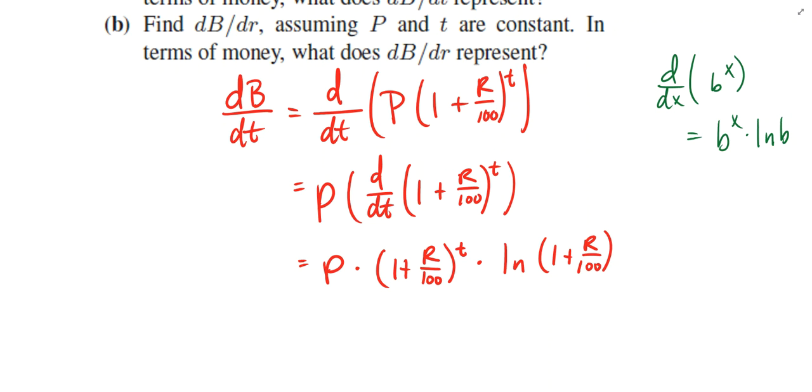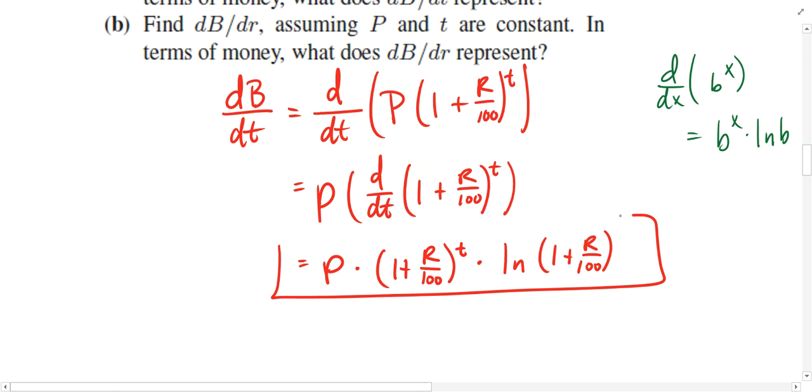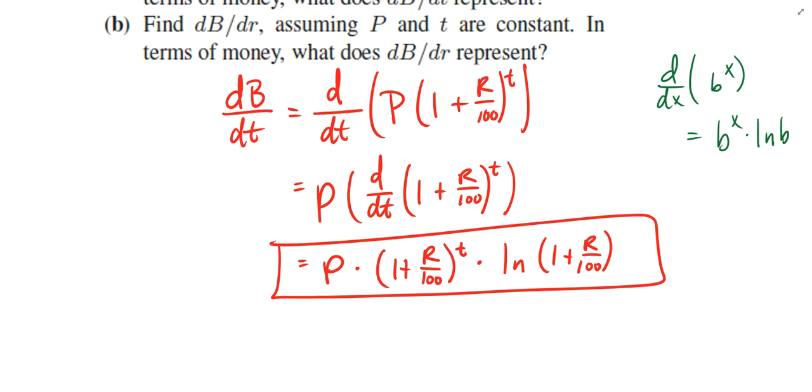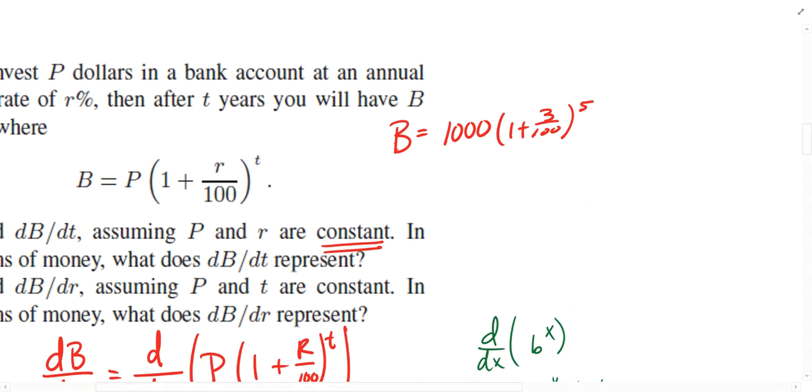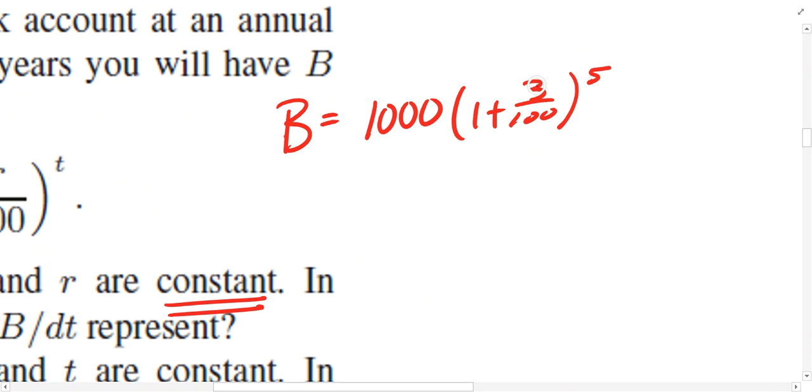Now this seems very complicated at first, but if we were to substitute numbers in place of P and R, then the expression itself will simplify to a single numerical value. Let me show you what I mean. If I had invested $1,000 in some account that returned an interest of 3% per year, and I left that alone for 5 years, the account would increase in value to $1,159.27. That's what B would be equal to after 5 years.